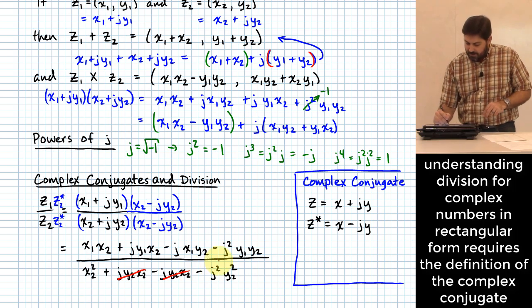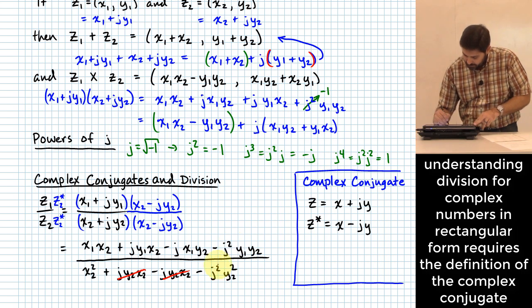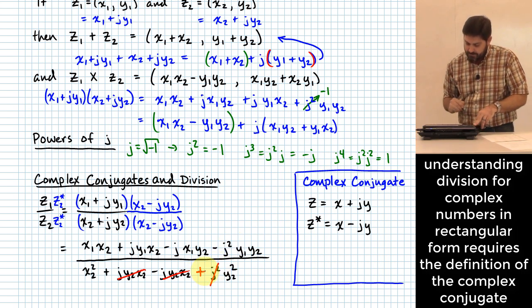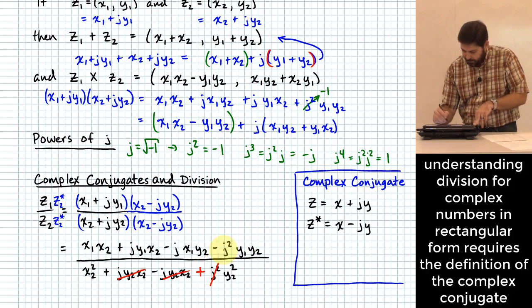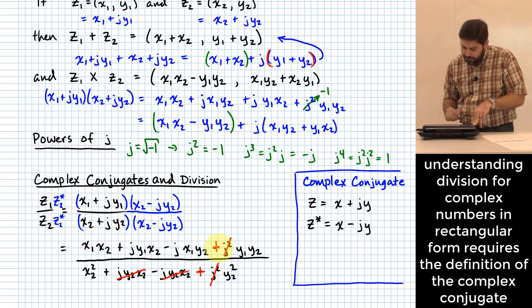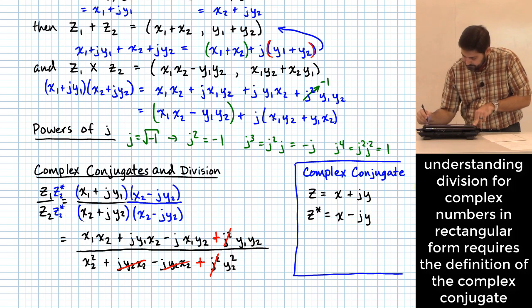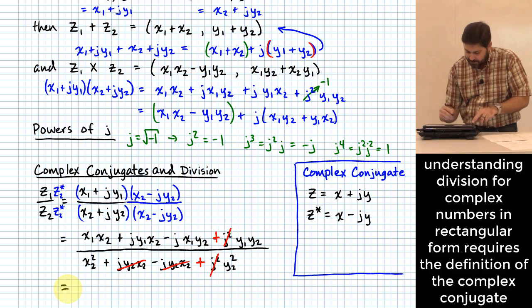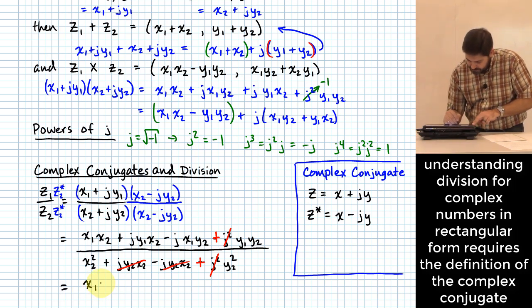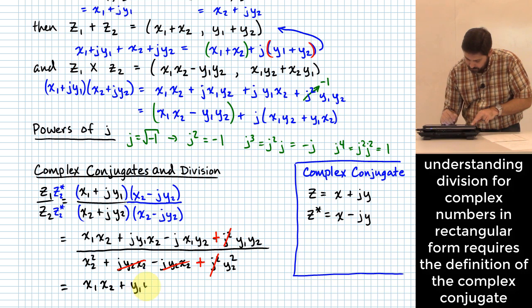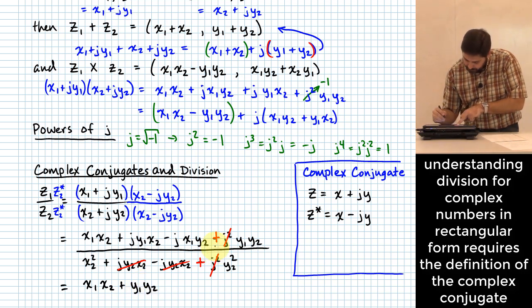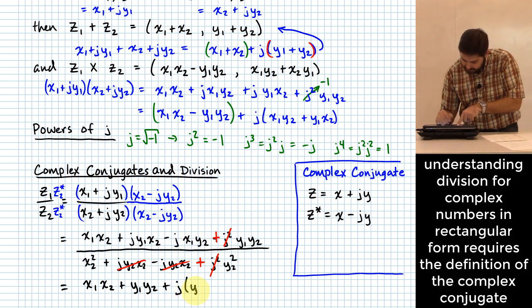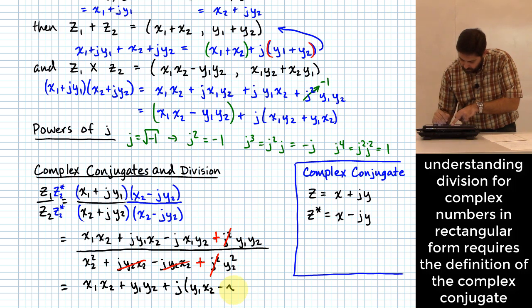Now what do I do with my negative j squareds? I can get rid of that and turn this to a positive, right? Can probably do that up here too. J squared is just negative 1, so where I had a negative, I can turn that into a positive. And what does all this become? Okay, I'm going to collect my real things together. This will be x1, x2 plus y1, y2. And then over here, I'm going to have plus j times y1, x2 minus x1, y2.